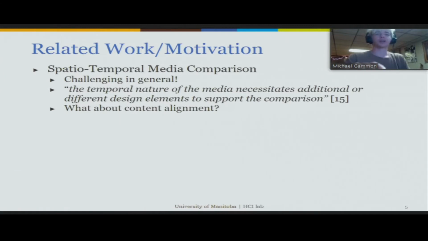And it's actually not even always clear what content alignment means for media where the structure and duration are different. Should one piece of media be the master while the other jumps and varies playback speed? And what about real-time comparison to a piece of pre-recorded media? In general, these questions don't really have an answer, or if they do, the answers are unclear.